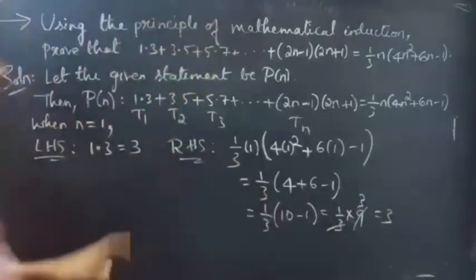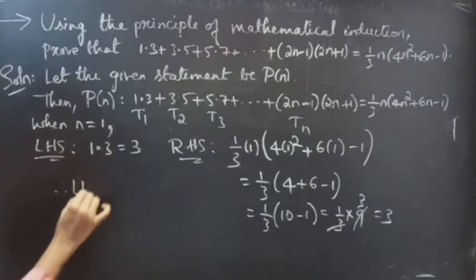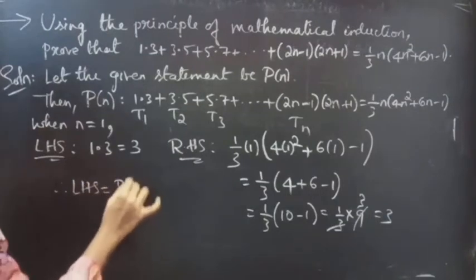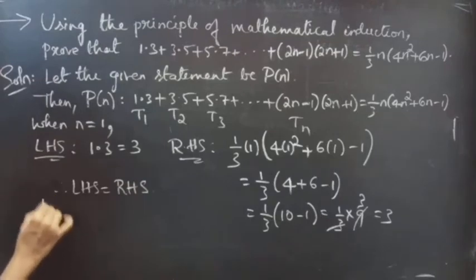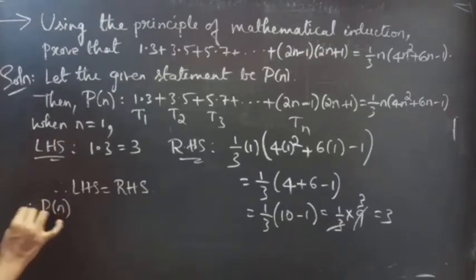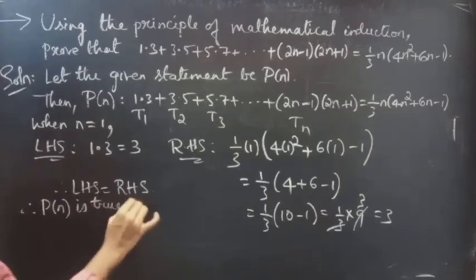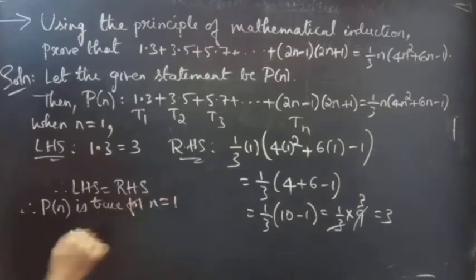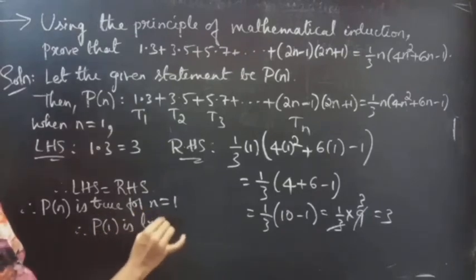which is 3. So here LHS equals to RHS. From this we can say that the statement, that is P of n, is true for n equals to 1. Therefore, P of 1 is true.